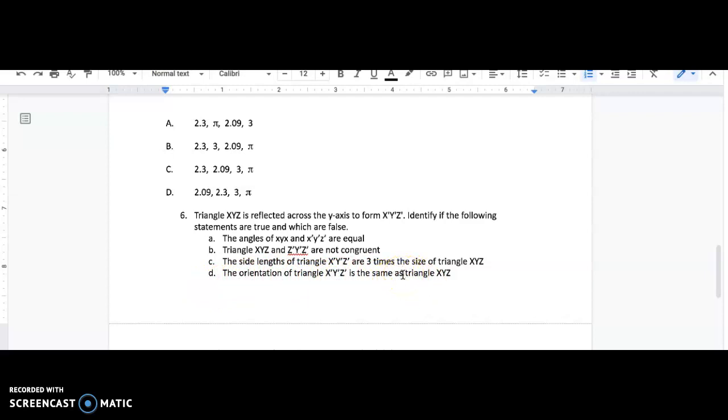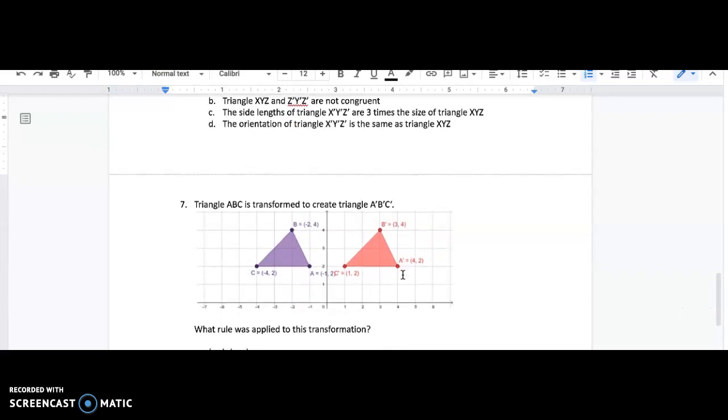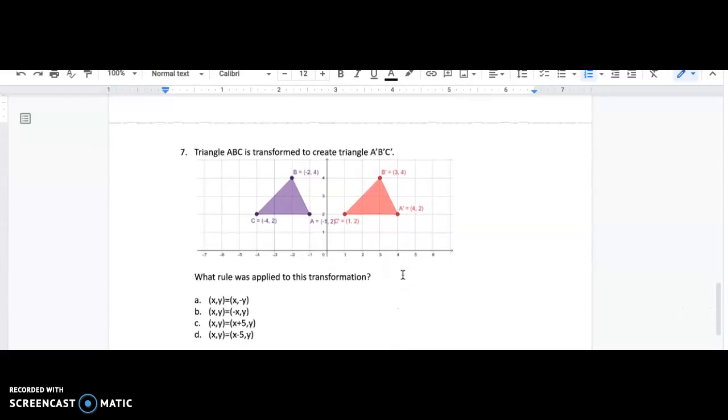So there are those. Now let's go ahead and go to 7 and 8, and you can be on your way. Triangle ABC is transformed to create A prime, B prime, and C prime. What is the rule? Now you've got to look at this. Is this a reflection? Is this a rotation? Is this a translation? What's happening here? If you look at this, this is the same position. It's facing the same way. The orientation is the same. We just talked about that word. A and A prime are the same way. C and C prime are the same way. So that's not a flip.